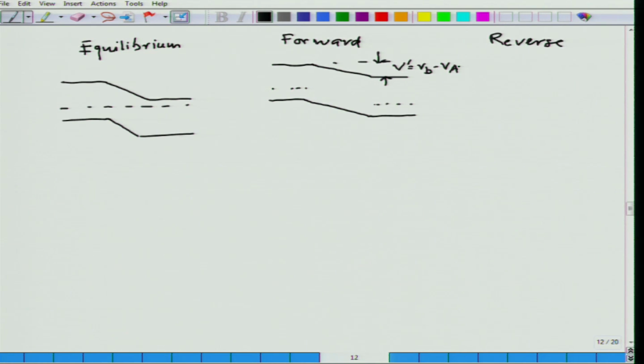What does that mean? It means in this situation what we had is for the electron, for J n, the drift was equal to diffusion. Similarly, for the hole, drift was equal to diffusion, and hence there was no current, and all I had was a built in potential.